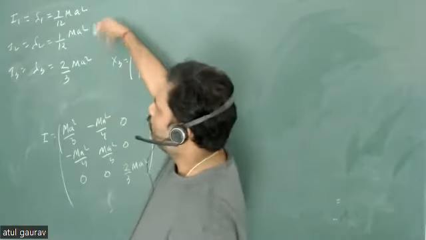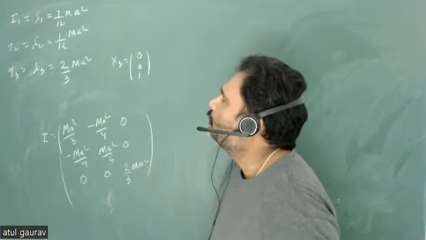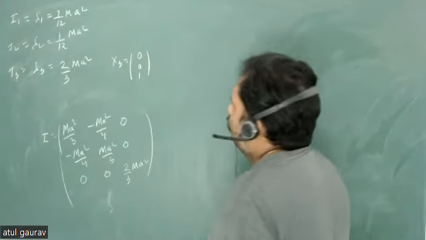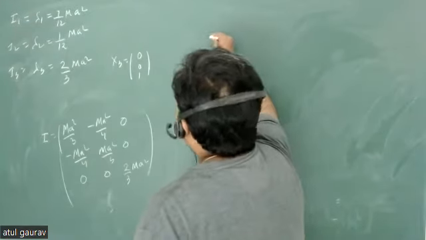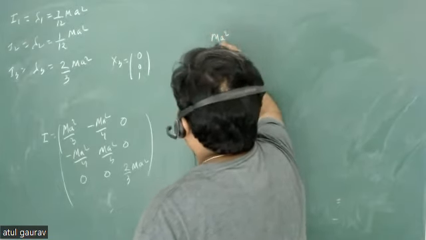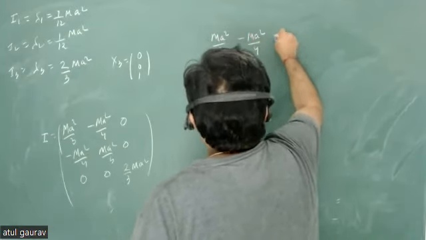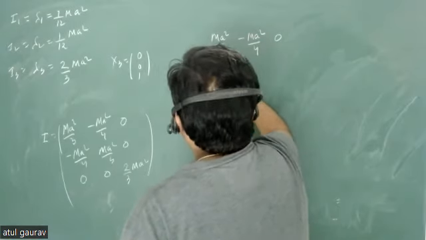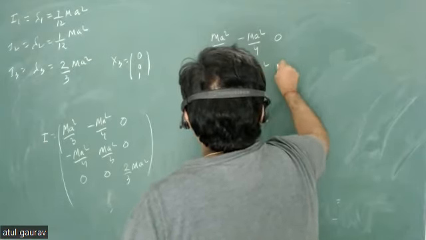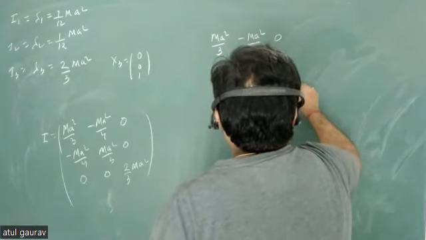दोनों में से बताओ किसका निकालो और किसका आप निकालोगे? मैं किसका निकालूं? Lambda 1 का. हाँ, lambda 1 का निकालूं. चलो फिर मैं lambda 1 के लिए निकालता हूं. So what will happen? So you have ma²/3, minus ma²/4, 0; minus ma²/4, ma²/3, 0; 0, 0, 2/3 ma².